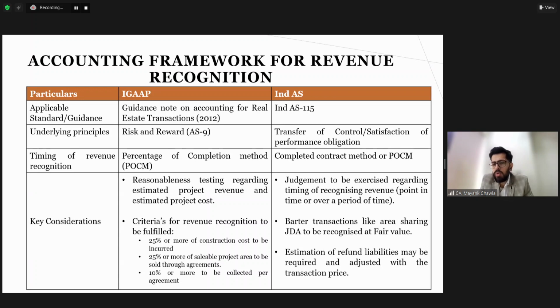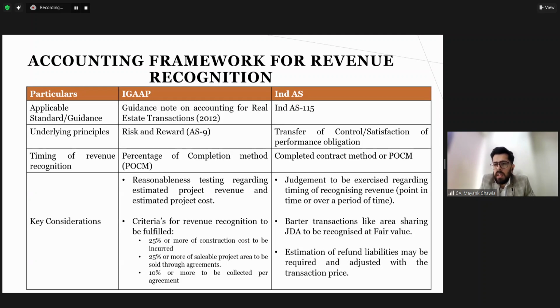And when it comes to Ind AS, it is a matter of judgment for the companies to evaluate what kind of project they are into and when the control is being passed to the customer. To give you an idea, generally the control is passed when the customer is able to consume these services over a period of time.